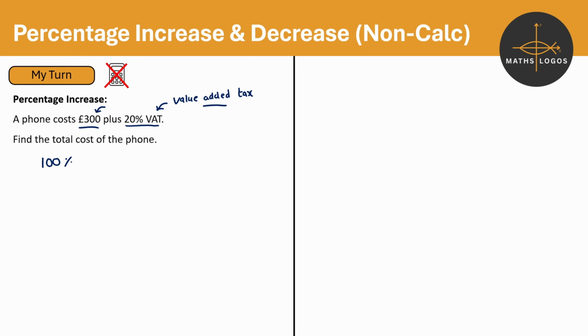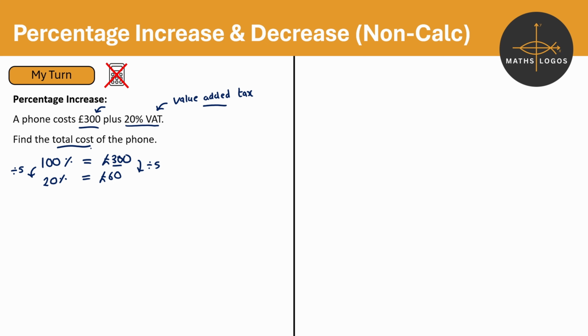Well, we're going to say that 100% is 300. And in order to work out 20%, we need to divide by 5 because 20 goes into 100 5 times. So I'll do my 300 divided by 5. A quick mental maths tip for doing this is to do 30 divided by 5, and that gives you 6. So therefore 300 divided by 5 must be £60.